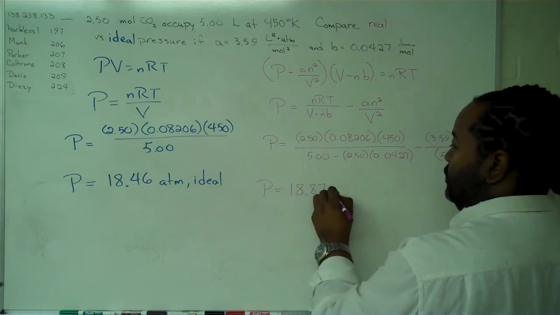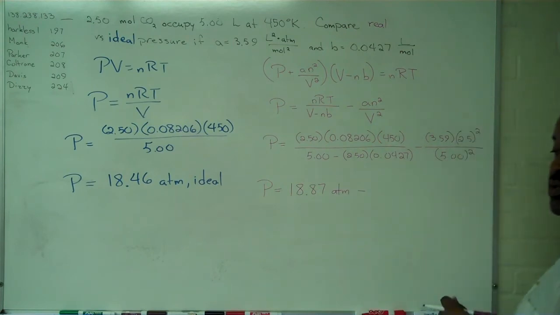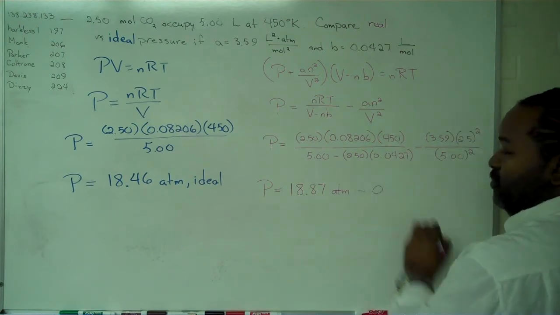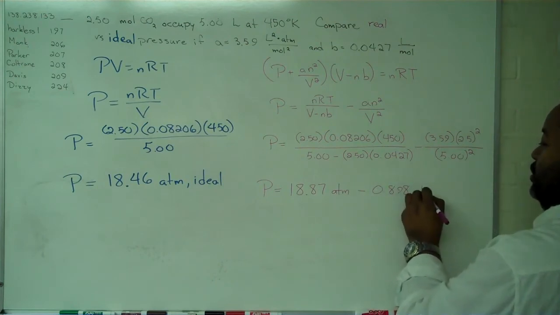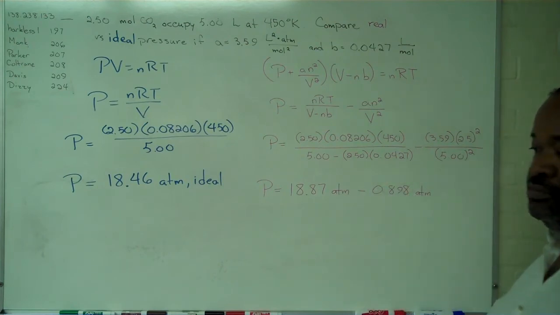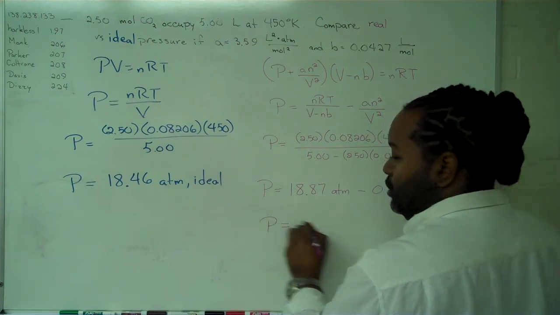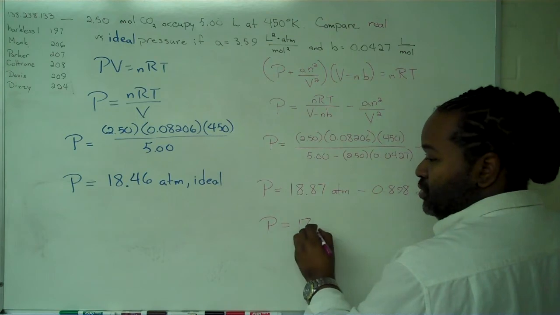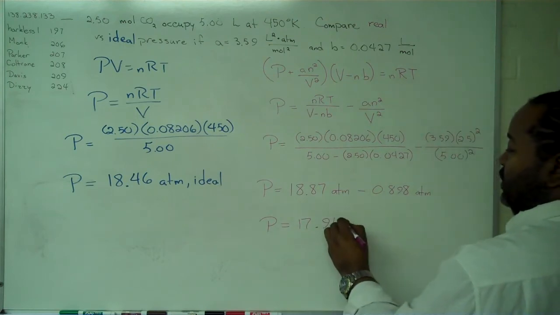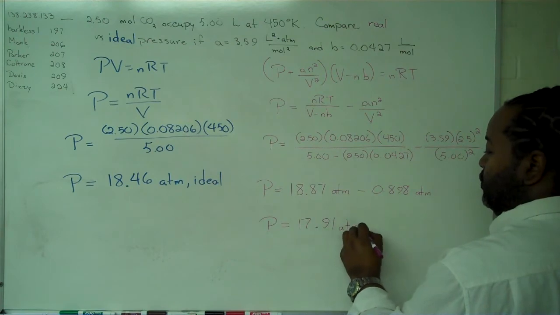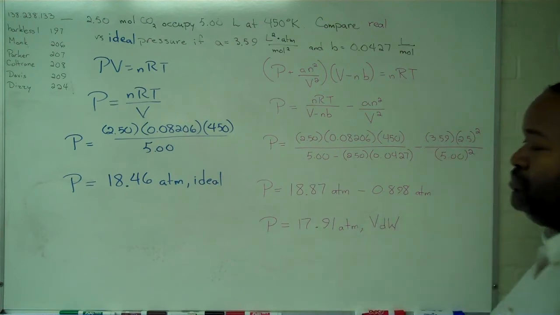And what you should find is that you have 18.87 atmospheres. And for the interactions, we must subtract off 0.898 atmospheres. So once we complete that subtraction, we get that the real gas law pressure is 17.91 atmospheres based on the van der Waals equation.